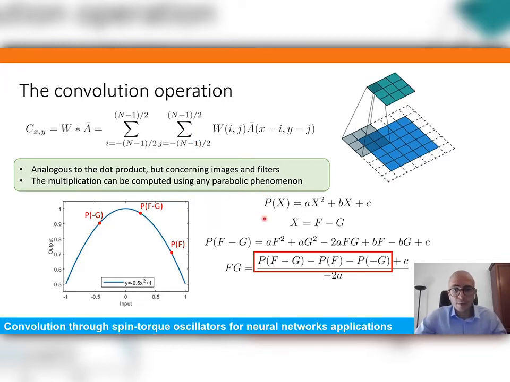So given an ideal parabolic phenomenon P of x, and given two numbers that we want to multiply, f and g, it's easy to derive the mathematical formula f times g, starting from three measures of the parabolic phenomenon, P of f times g, P of f, and P of minus g, with a very quick mathematical conditioning.